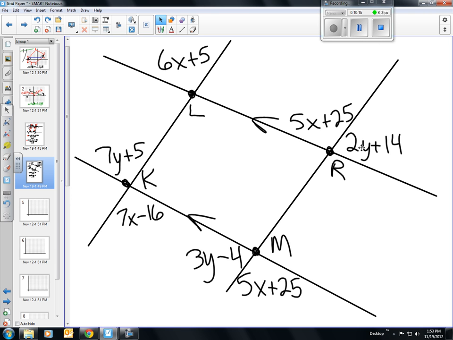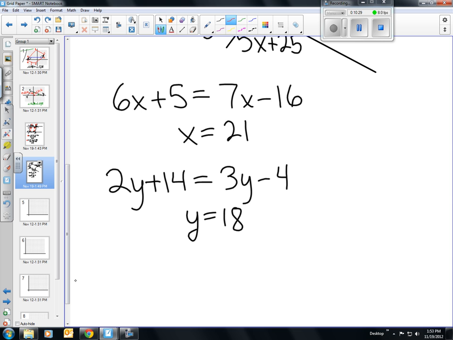That would be incorrect. Those are corresponding angles, but they're not on a set of parallel lines. Those lines are what's being determined as parallel or not. So to solve this, you would set up two types of equations. The two types you could have were here and here. You should get that x is 21 and y is 18.